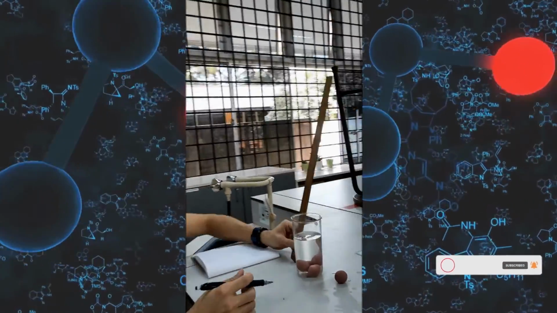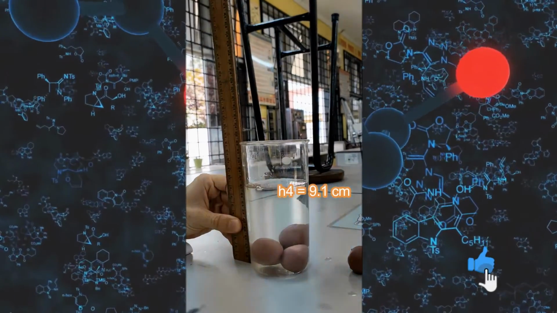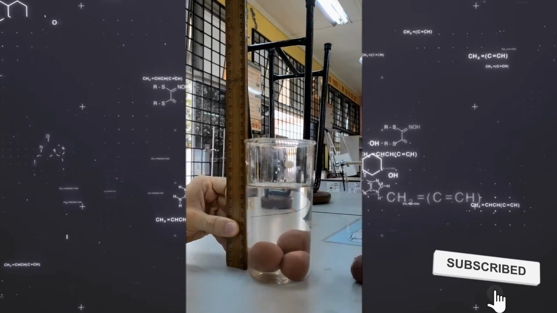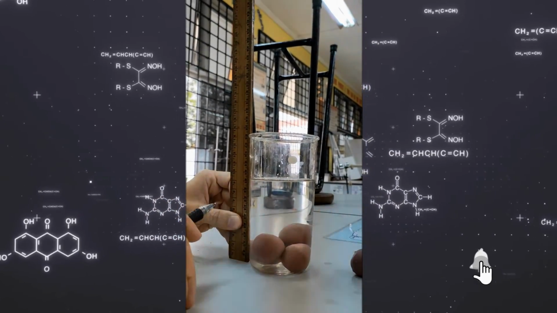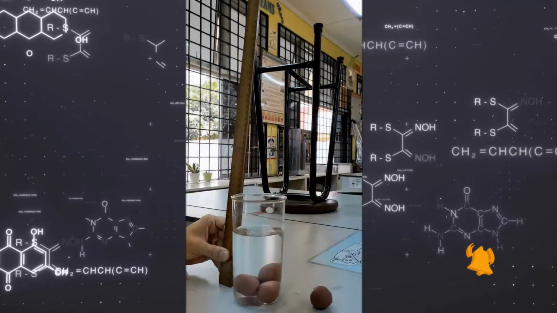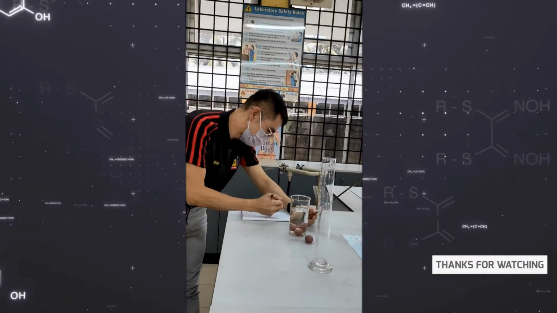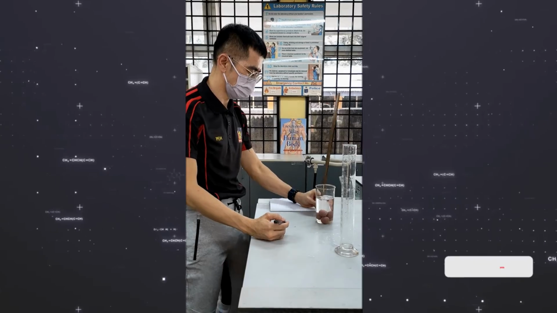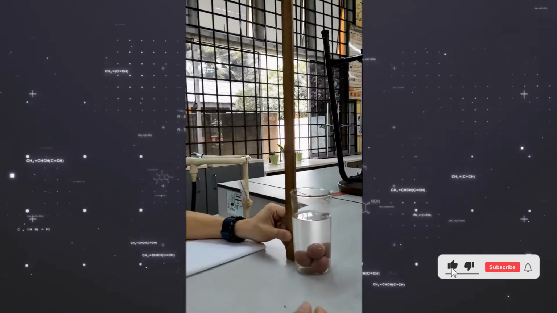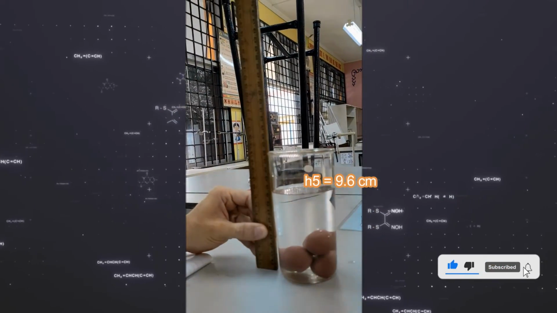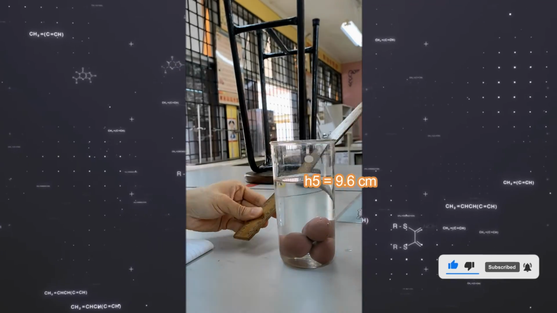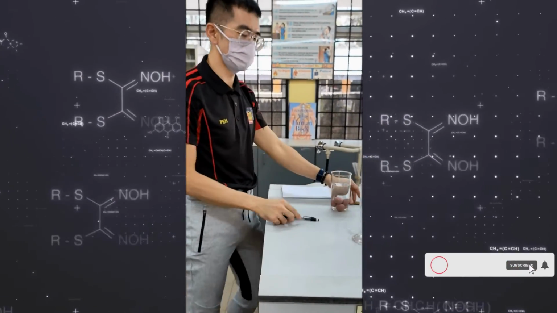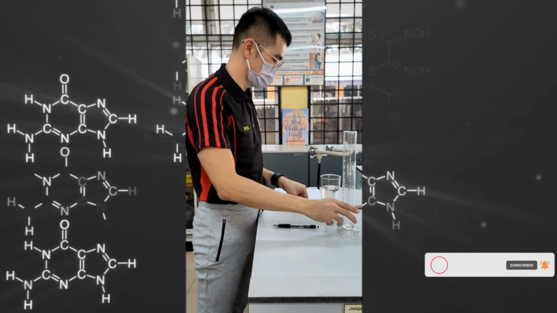Next, the fourth plasticine is immersed into the water, and the height of the water level H4 is measured by using the meter rule. The reading is about 9.1 cm. Last, immerse the fifth plasticine into the water and measure the height of the water level with the meter rule, which is about 9.6 cm. So that's all for the simulation.